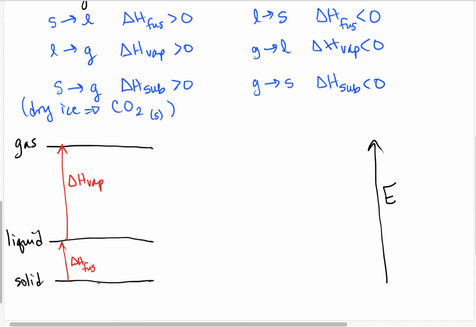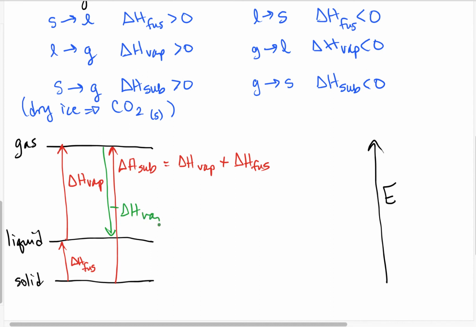Interestingly enough, if we go directly from a solid to a gas, these are actually the same total. So the enthalpy of sublimation would be like adding up the enthalpy of vaporization and the enthalpy of fusion. So if we're coming back down the other way, this would just be our negative enthalpy of vaporization, and this would be our negative enthalpy of fusion, and of course all the way down would be our negative enthalpy of sublimation.